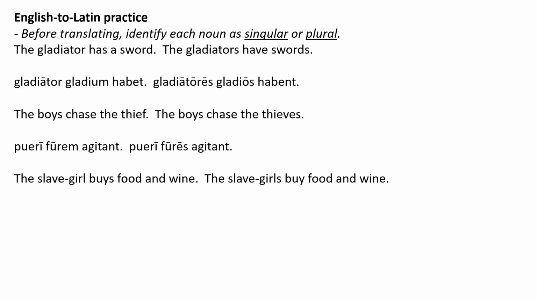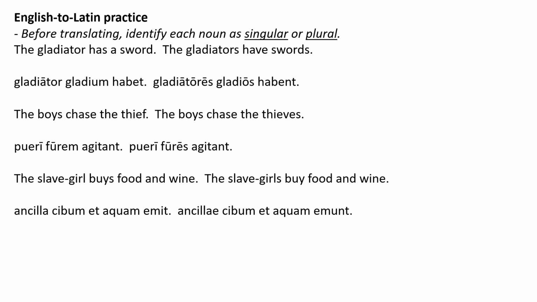The slave girl buys food and wine. The slave girls, plural, buy food and wine. Pause the video. And the answer, Ancilla cibum et aquam emit. So one slave girl, so we've got the singular version of this Ancilla and the singular version of emit. Ancillae cibum et aquam emunt, with the plural Ancillae and the plural emunt.